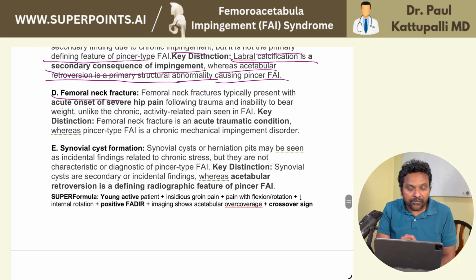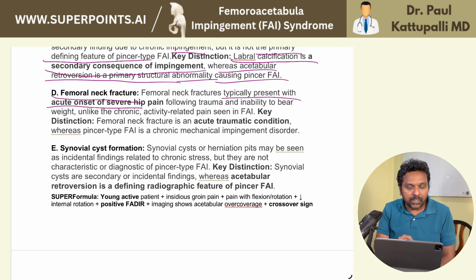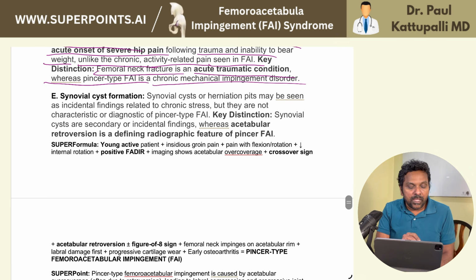Then, femoral neck fracture. Femoral neck fractures typically present with acute onset of severe hip pain following trauma and inability to bear weight, unlike the chronic activity-related pain seen in FAI. Key distinction: femoral neck fracture is an acute traumatic condition, whereas pincer type FAI is a chronic mechanical impingement disorder.